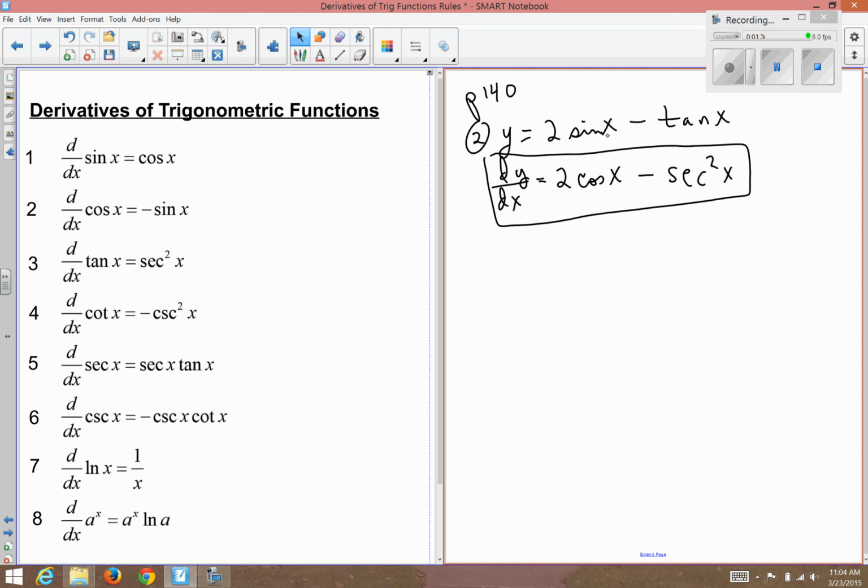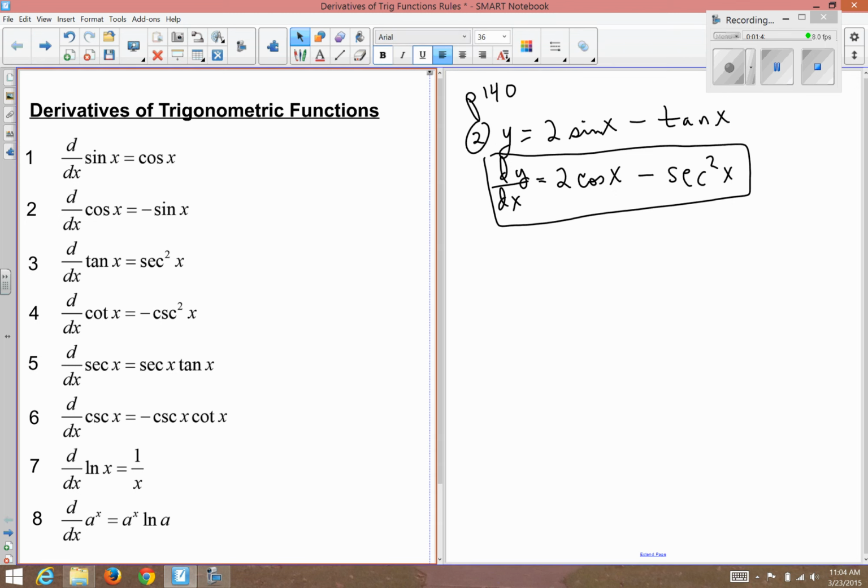So we used the first rule, the derivative of sine x is cosine x. And we used the third rule, the derivative of tan x is secant squared x.